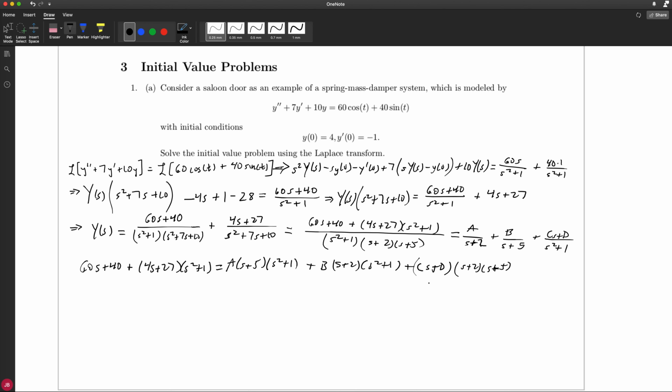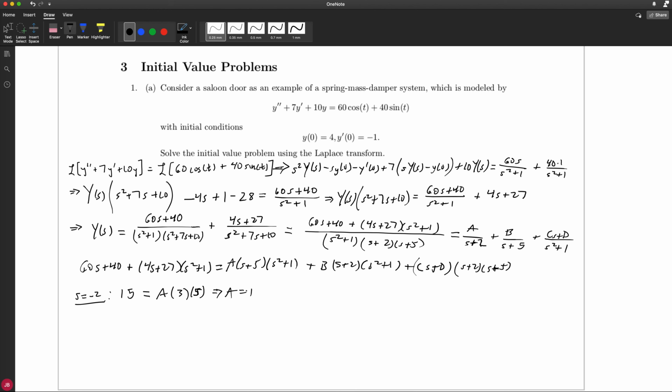And so I'm going to plug in some numbers here. You'll notice if I plug in -2, that will knock out these two last terms here, and so I'll be able to solve for a. So if s equals -2, on the left-hand side, I'll leave you to verify this, I get 15. And on the right-hand side, I get a times -2 plus 5 is 3, and then -2 squared is 4 plus 1 is 5. So I get 15 equals 15a, so a is equal to 1, right?